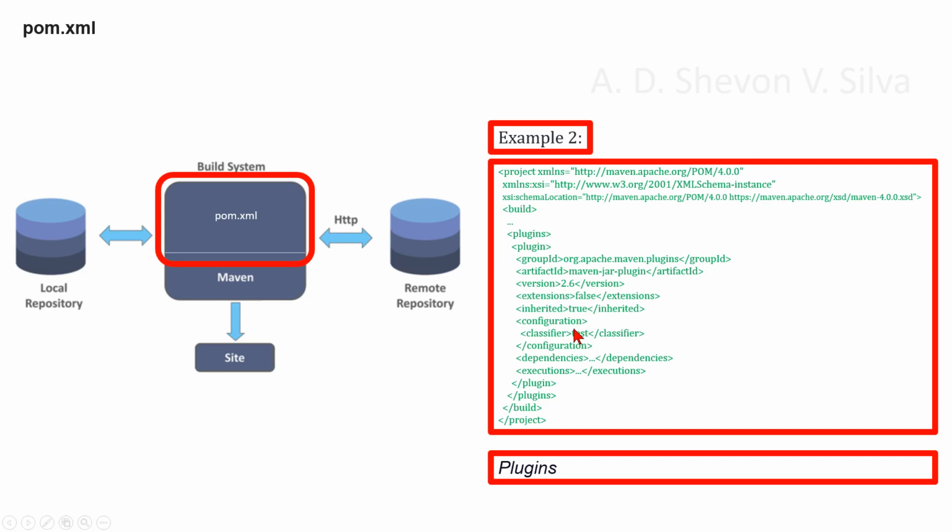Configuration, this is specific to individual plugin. Without going too in depth into the mechanics of how plugin works, suffice it to say that whatever properties that the plugin mojo may expect, these are getters and setters in the Java mojo bean, for example, can be specified here. In this example, we are setting the classifier property to test in the maven-jar-plugin mojo.